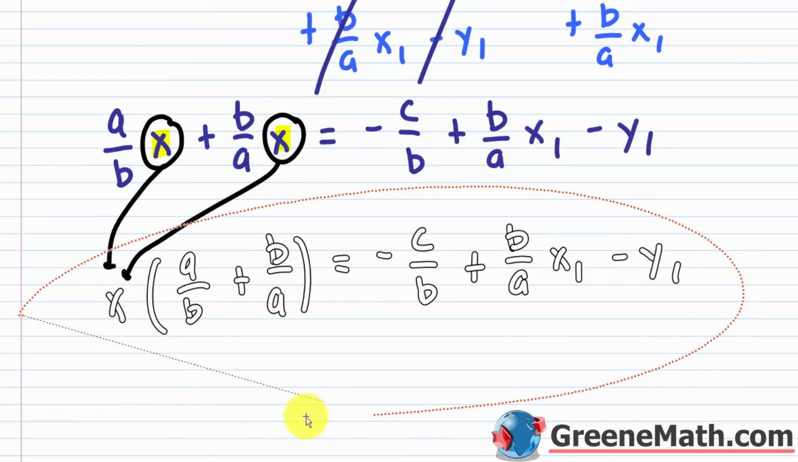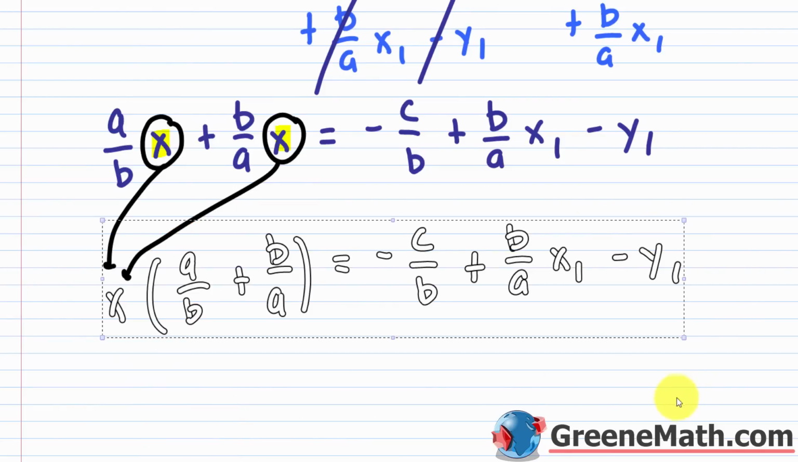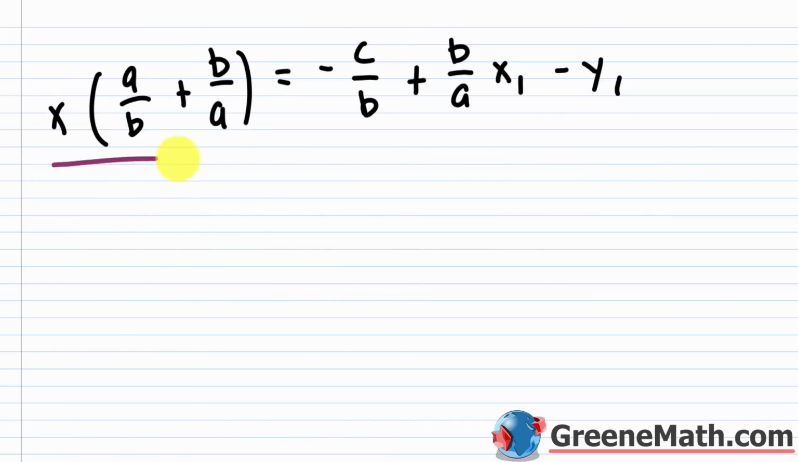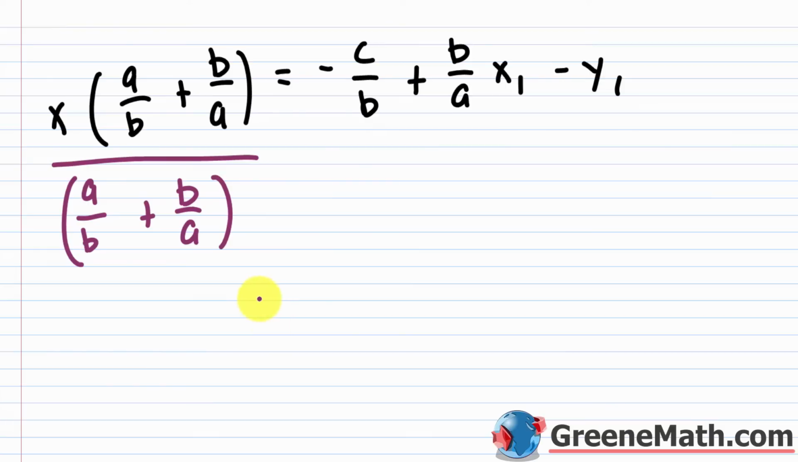I'm actually going to grab this and go to a new sheet so we don't run out of room. And what I'm going to do is divide both sides of the equation by this a over b plus b over a. Again, that's the coefficient of x. It's just like if I had 3x is equal to 6, and I divide both sides of the equation by 3, well, that's all I'm doing here. I'm just dividing both sides of the equation by the coefficient of x. Well, a over b plus b over a, that's the coefficient of x.